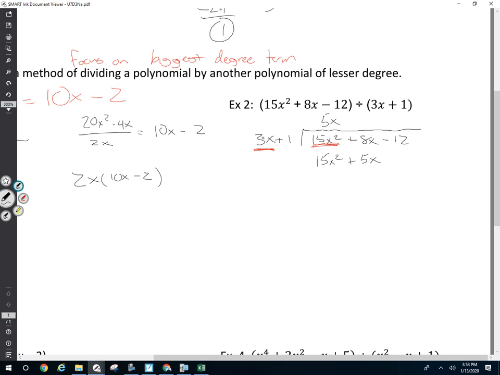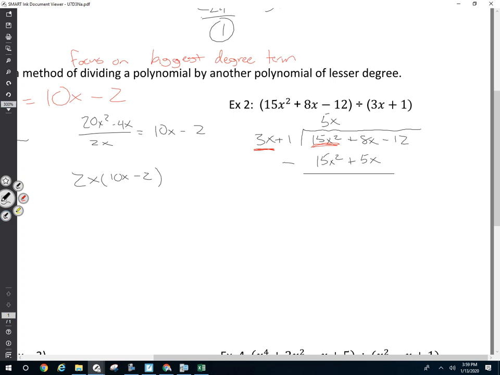What's 5x times 3x plus 1? 15x squared plus 5x. Okay? Do we see that? It's just like long division. We multiply. Okay. Now, we will subtract that. This is where we need to be careful.